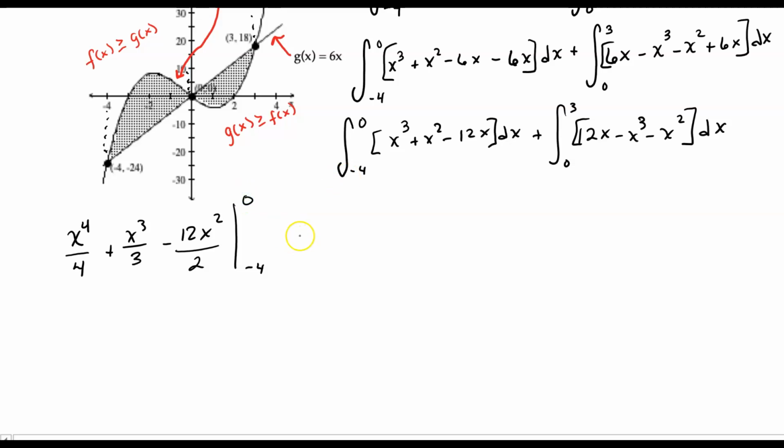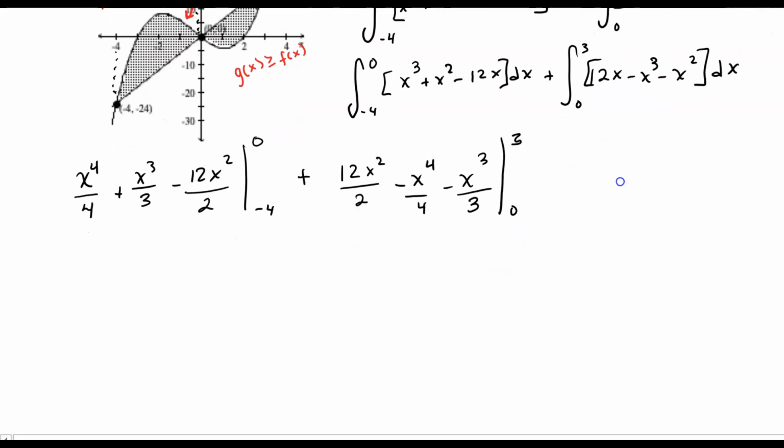And then I'm going to add, let's see here, 12x squared divided by 2 minus x cubed, I'm sorry, not x cubed, x to the fourth divided by 4 minus x cubed, here's the x cubed, divided by 3. And then again, this one is evaluated from 0 to 3.